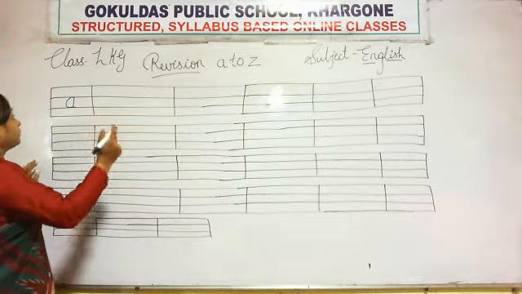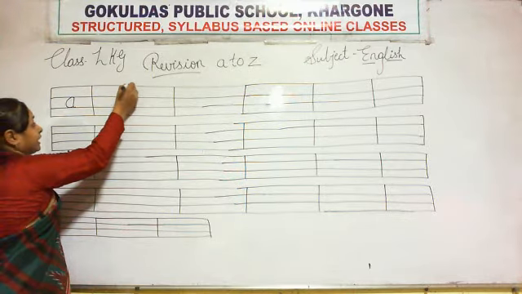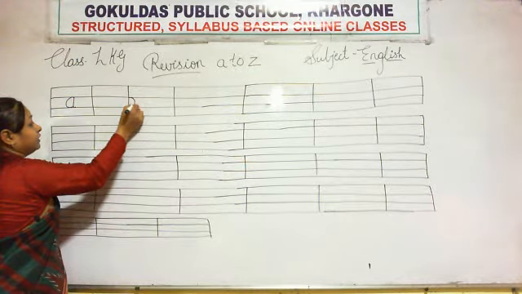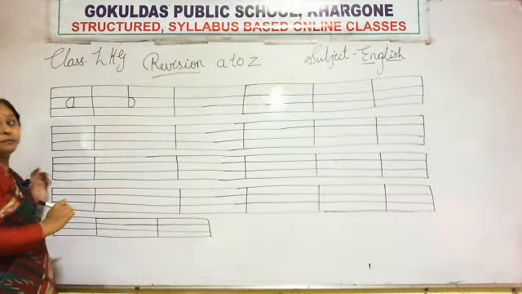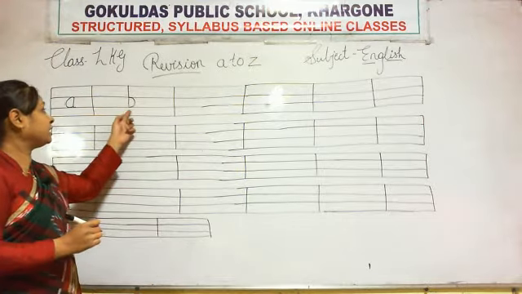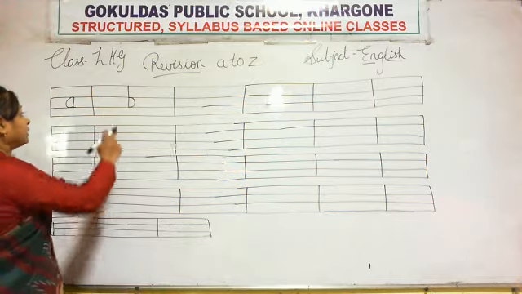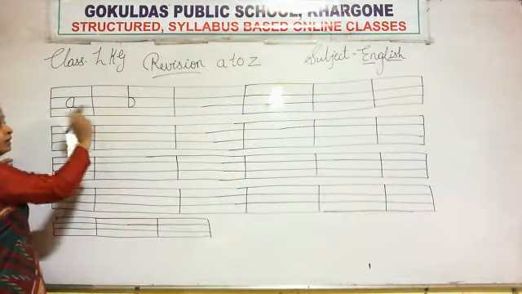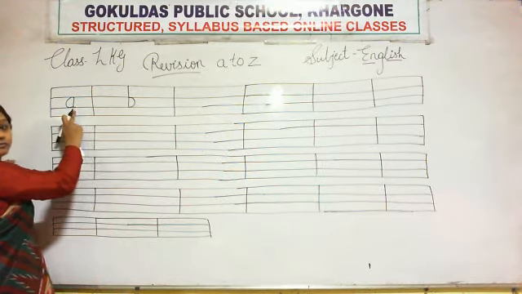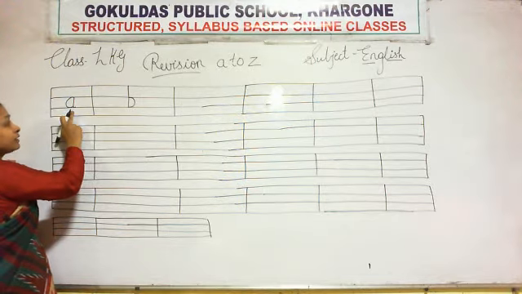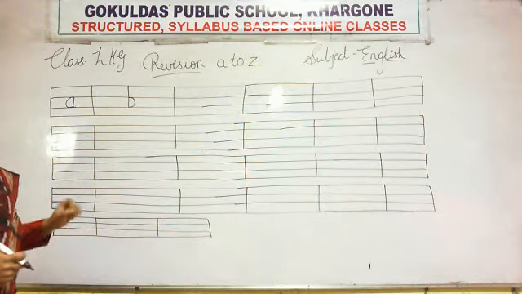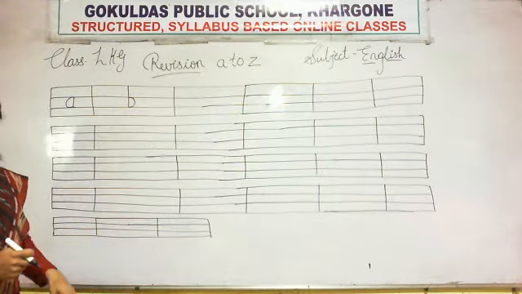B. So how will you write B? Standing line from the upper line, then curve in between two lines. Which letter is this? Small b. Look here, b is looking to a. So the curve will come at the a side. A, B. Done? A, B. Done in your notebook?